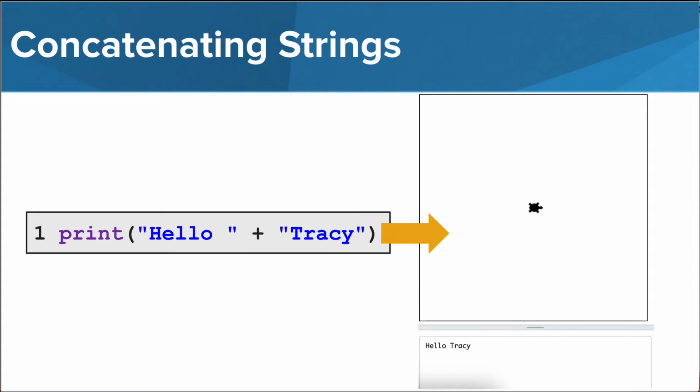We can also concatenate two strings together directly. Note that we keep the space in one of the strings to make sure the words are separated by a space in the output.